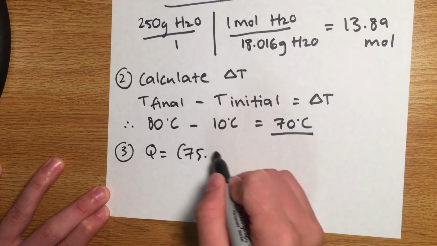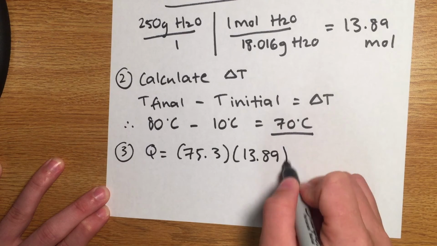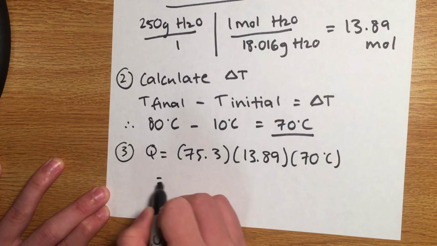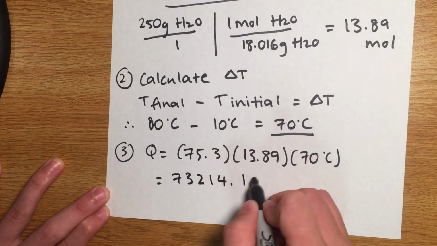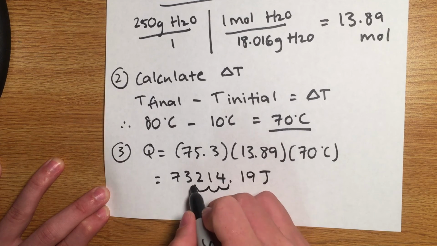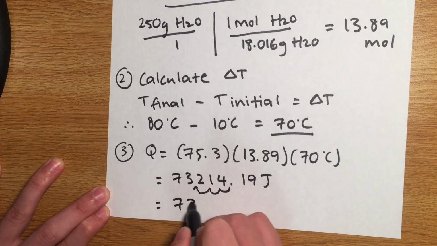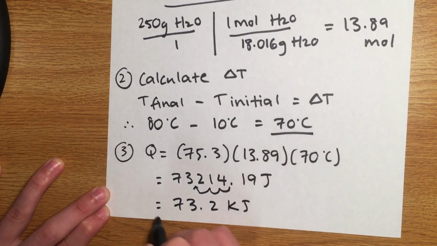Now substitute the relevant values we have obtained into the equation and solve. This gives us Q equals 73,214.19 joules. We can convert the number of joules to kilojoules by moving the decimal place 3 spaces to the left, giving us the answer.